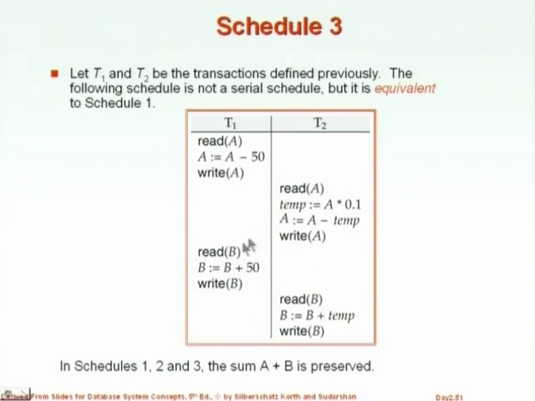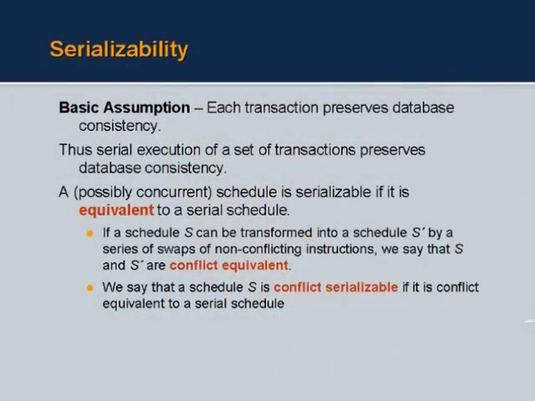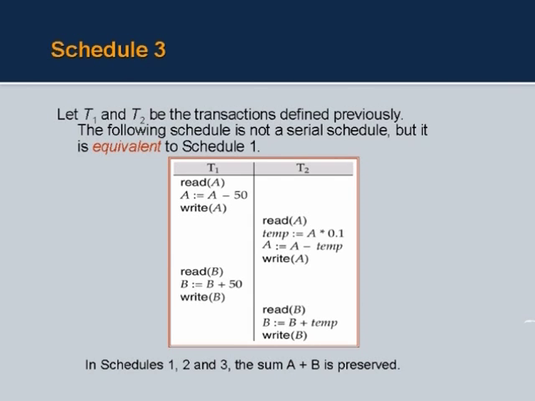Now, if you continue with read B versus this statement, there is no conflict. Similarly, this and this, there is no conflict. So read B can be moved all the way up to here. Similarly, B equal to B plus 50 can move up, write B can move up. After moving all these things up, we have a serial schedule. So what we found is that schedule S can be transformed into that other schedule by a series of swaps of non-conflicting instructions. And therefore, we will say that this schedule is serializable. It's not serial, it is concurrent, but it is serializable.